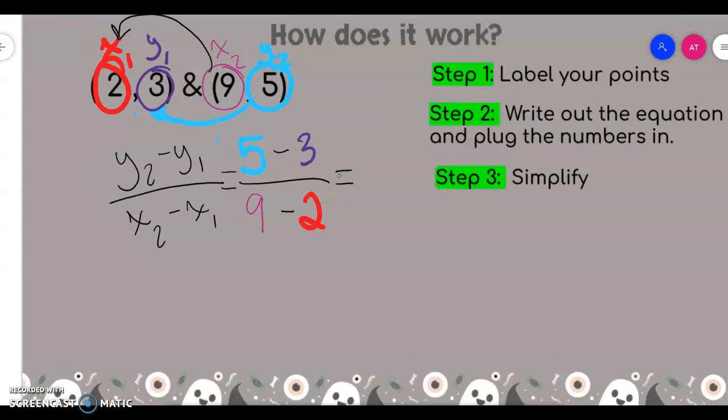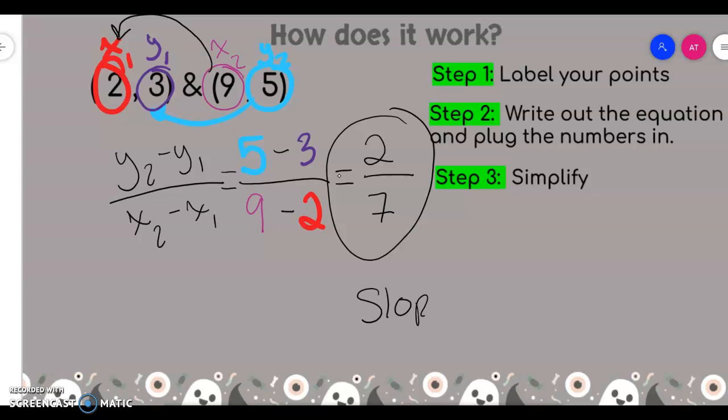So 5 minus 3 is 2, and 9 minus 2 is 7. Now I have to simplify, meaning make it as small as possible, making sure no other number can go into it. Obviously 2 can't go into 7 and vice versa. So our slope for this line and these 2 points is 2 over 7.